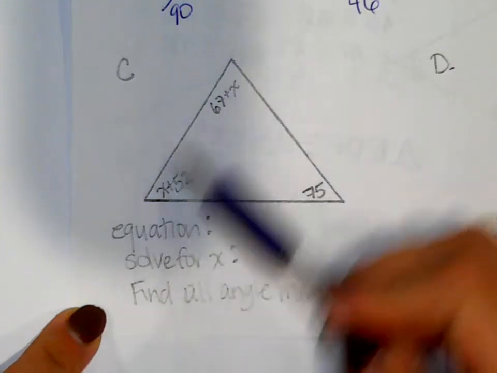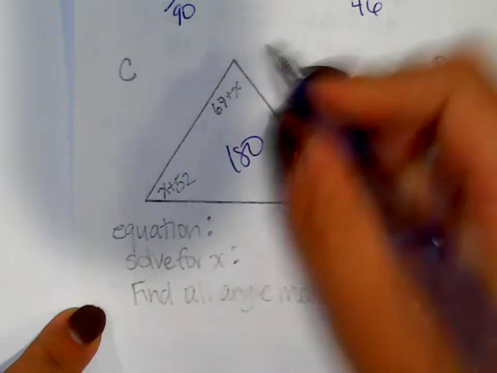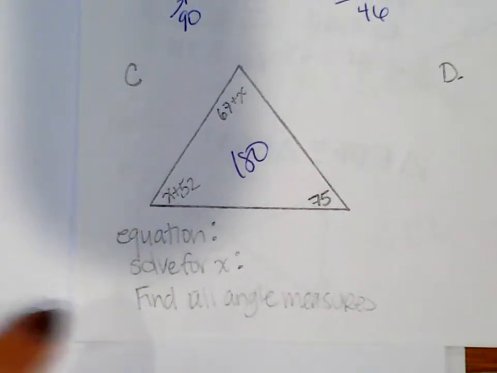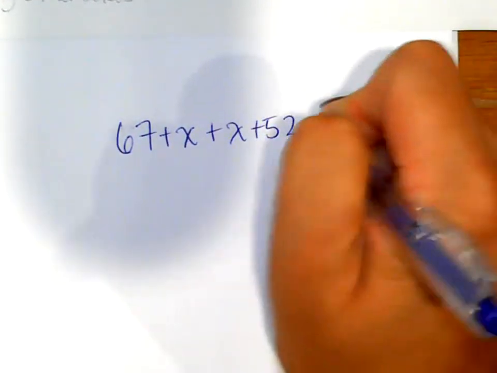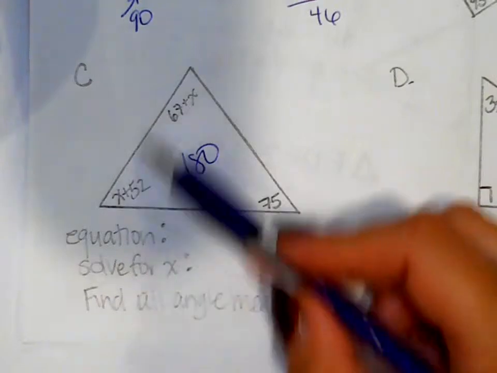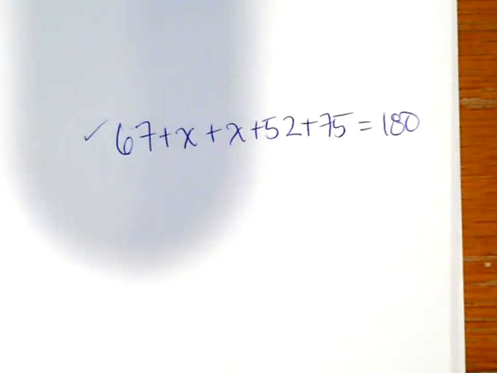So I'm literally adding up all these things and setting them equal to 180, because everything needs to add up to equal 180. And then I'm going to solve my equations. I'm going to do this on a separate sheet of paper so I have plenty of space to solve. I will write it all down for you here. It's going to be 67 plus X plus 52 plus 75 equals 180. Okay, that's everything I had in here. All equals 180. That's my equation.